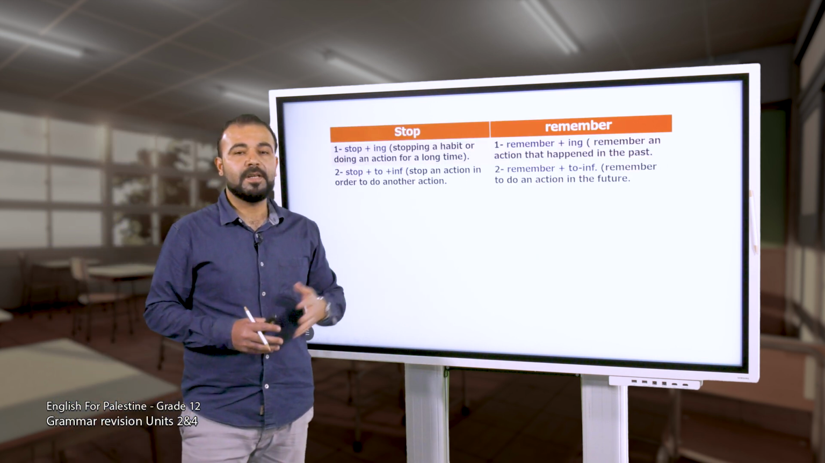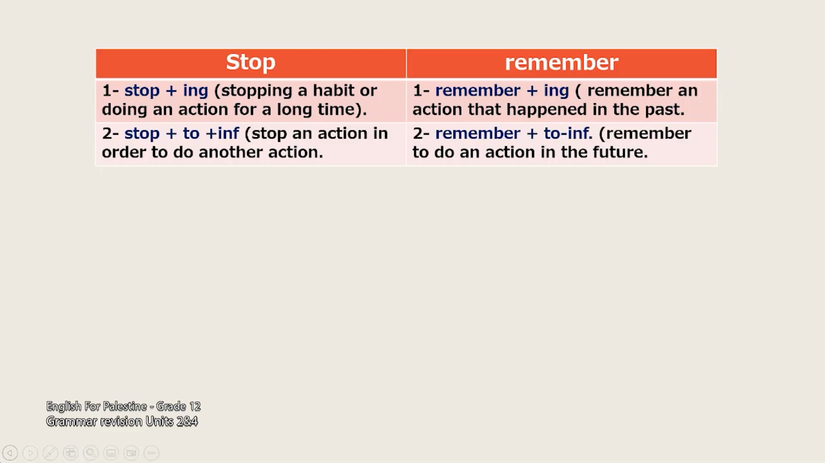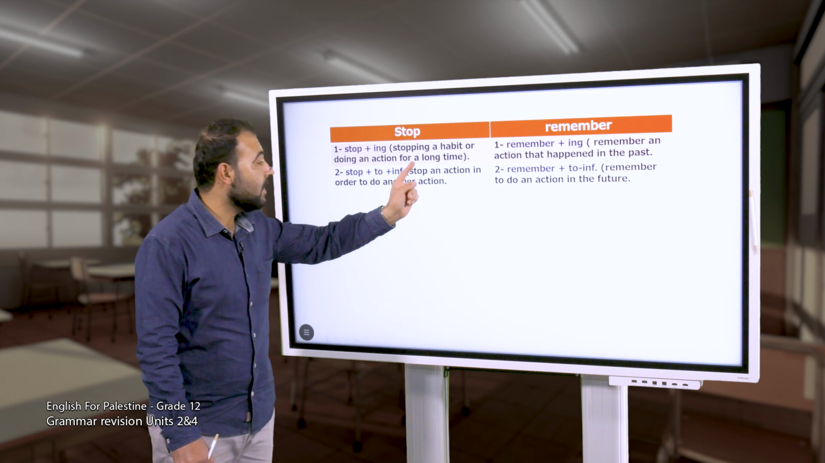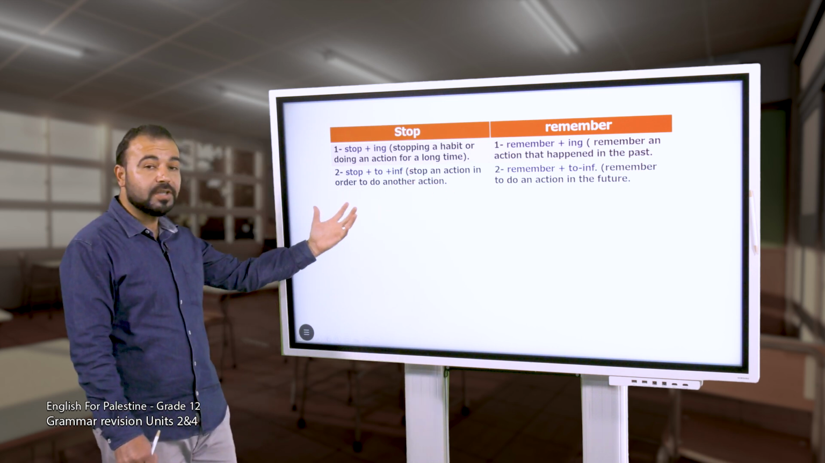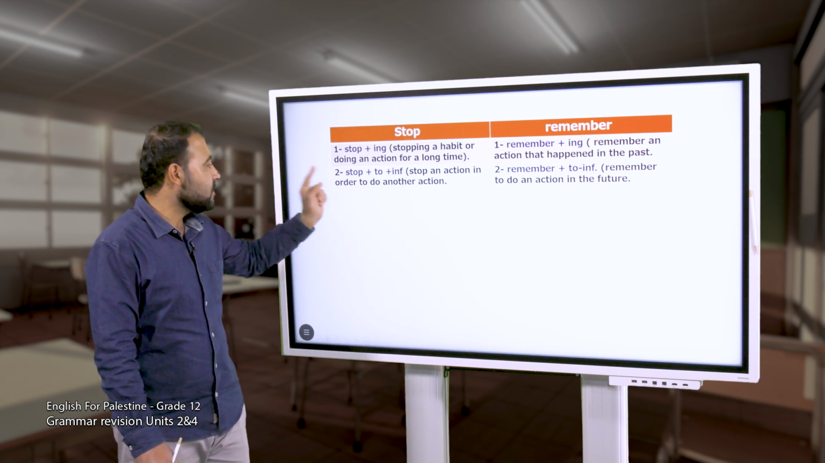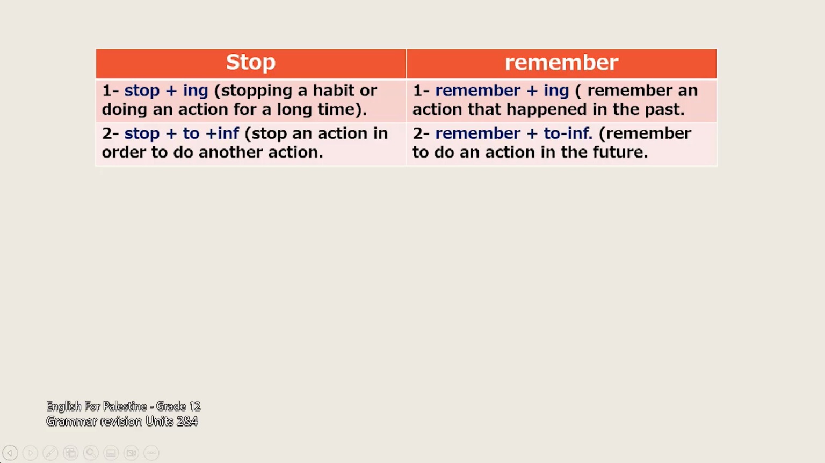The third point, using stop and remember. Let's start with the verb stop. Number 1, stop plus verb with ing, if the meaning is stopping a habit or doing an action for a long time. But if the meaning is to stop an action in order to do another action, here we should use stop plus to plus the infinitive form of the verb.